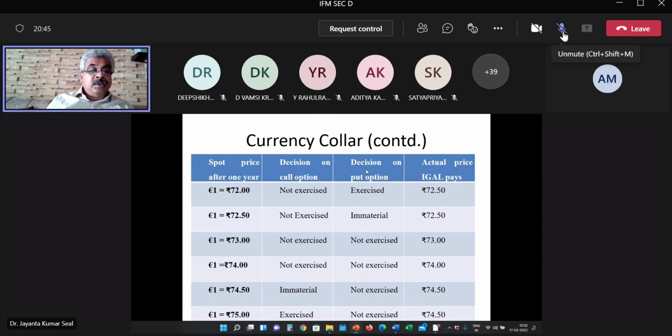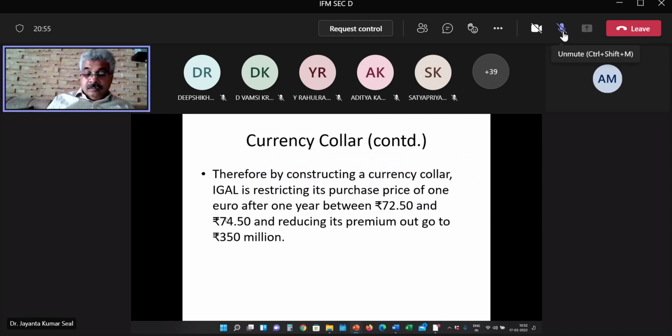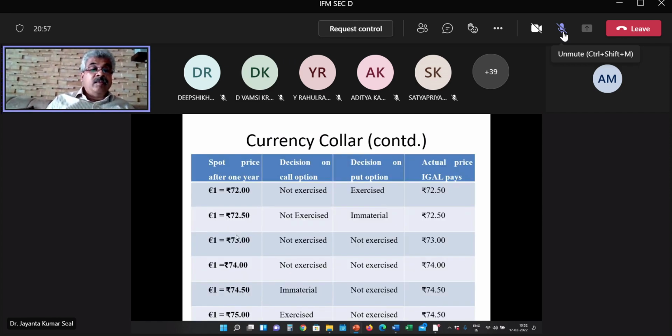What about the put option? Sorry, I'm making a mistake. Call is at 74.5, put is at 72.5. So Indigo has bought a call option at 74.5, market price is 72. It will not exercise this right. Indigo has written a put option at 72.5. So somebody must have bought a put option at 72.5.